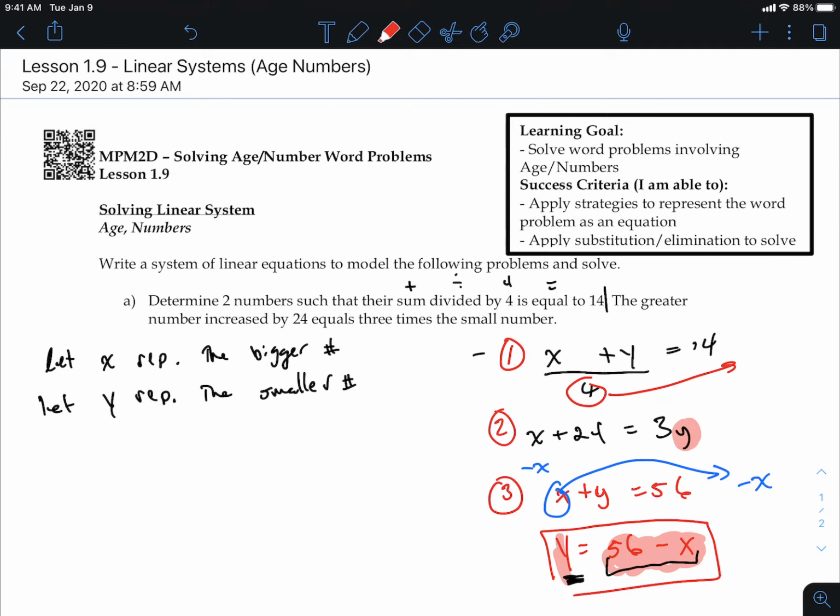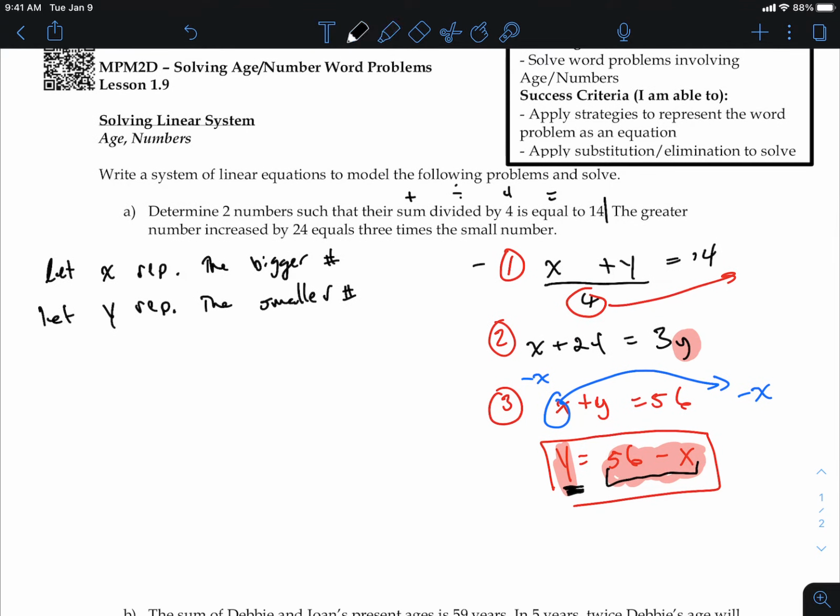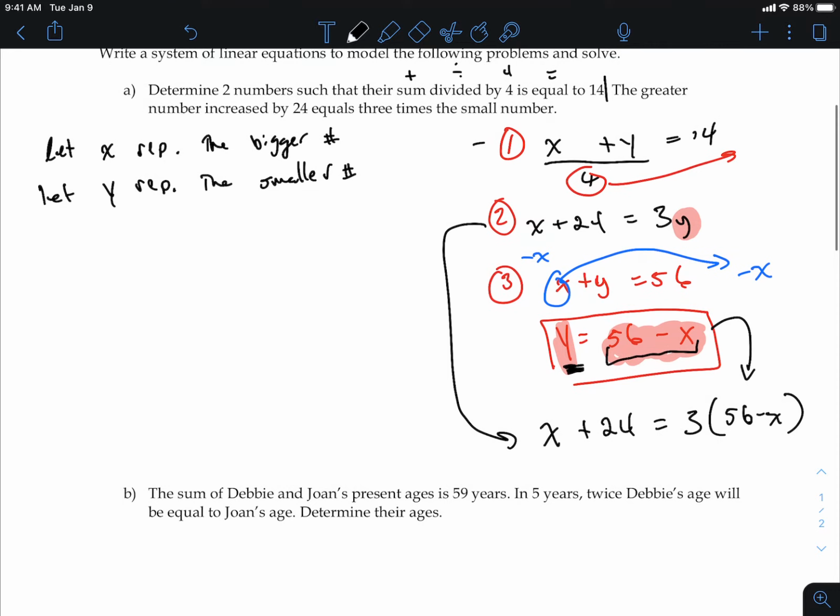Because it told me that y was equal to that piece. So when I come down here, I'm just going to switch 2. I'm going to rewrite 2 with that y piece replaced. So I get x plus 24 is equal to 3 times, here's the y piece, it's going to slide right in here, 56 minus x. Now I don't see any more y's, right? That's the idea. I only have one variable to solve for and that's it, right? Is everybody okay?